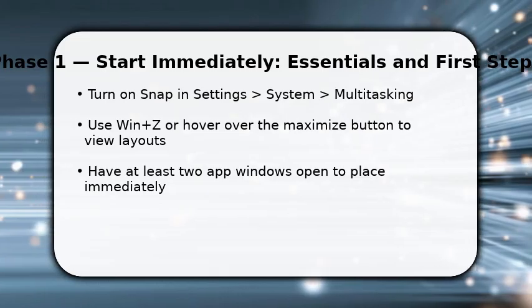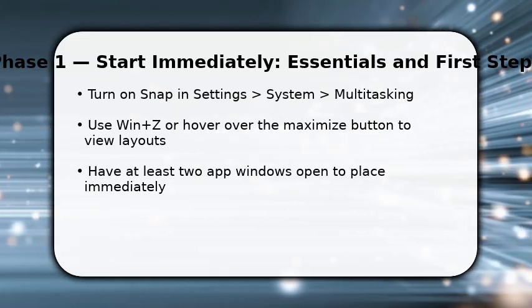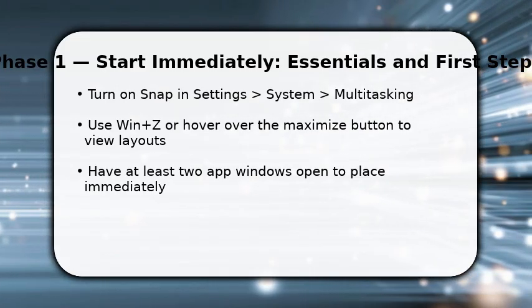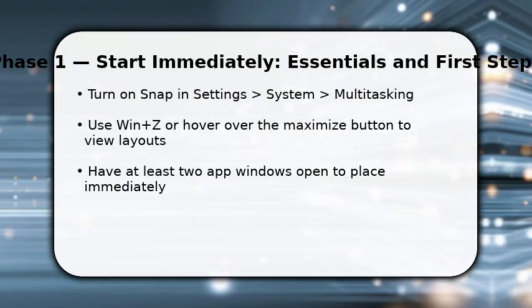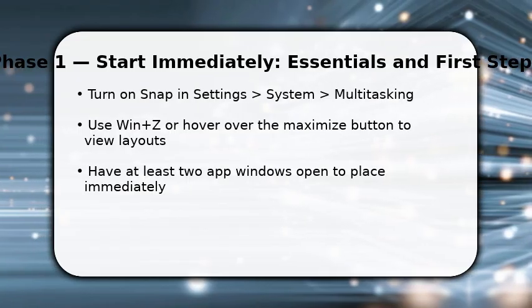Enjoy the video. You'll start by making sure Snap is active. Open Settings, go to System, then Multitasking and enable Snap Windows. This ensures layouts work reliably. Once done, open the apps you'll tile.